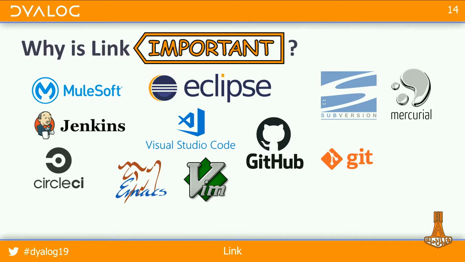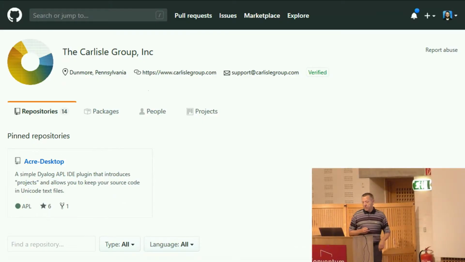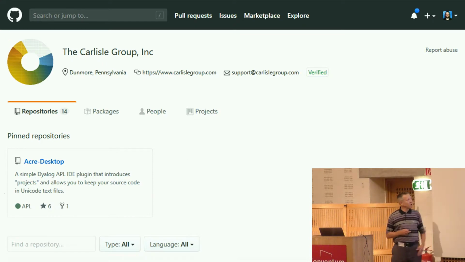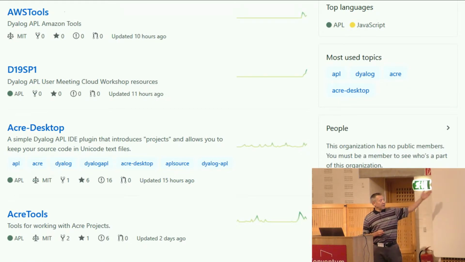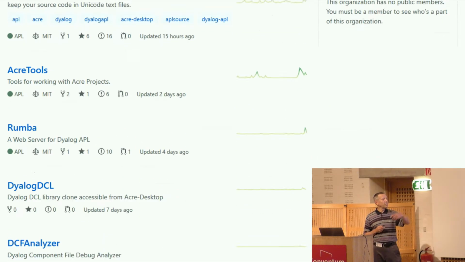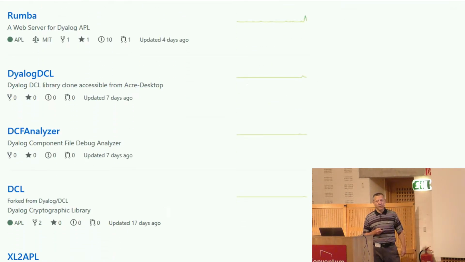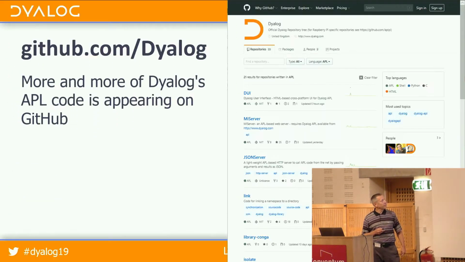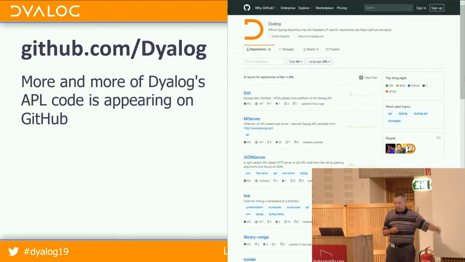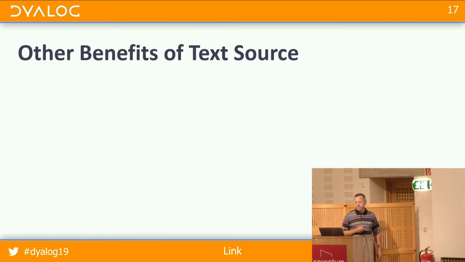So now, here's another tool that's in that collection of tools. And this is growing really rapidly. So we're really happy to see that some people are really on the bandwagon already. Carlyle Group, I've mentioned before, Acre Desktop. In fact, they've published a whole collection of tools, and Paul's going to come on stage next and talk a little bit about how he does his work with Git. We've started publishing our own things on GitHub.